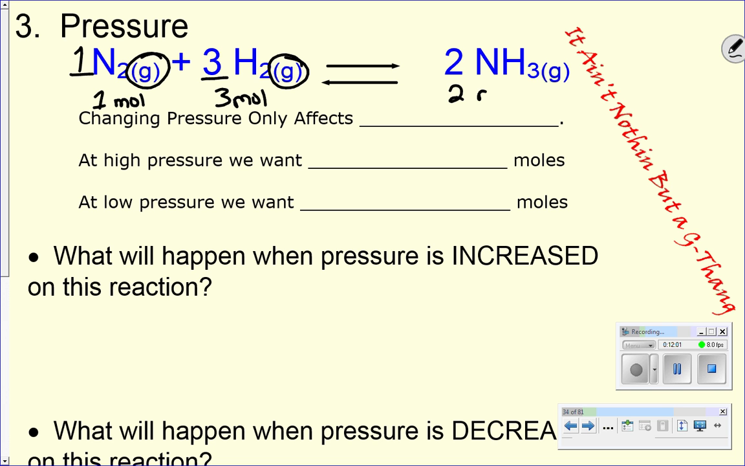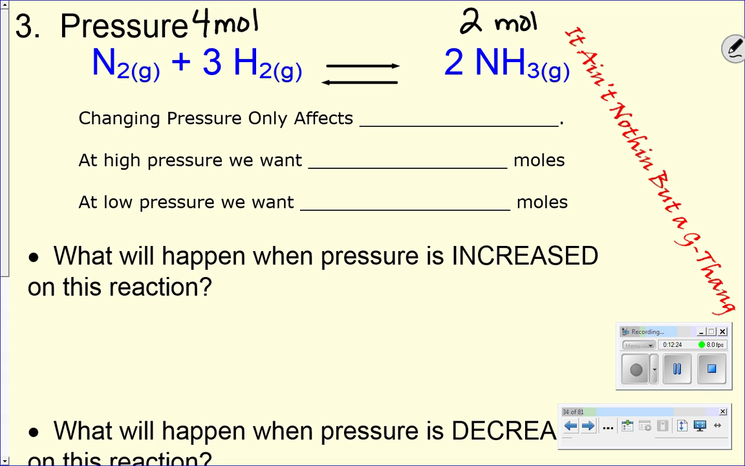And on this side, we have 2 moles of ammonia gas. So in this particular system, what I can see is on the left side I have 4 moles of gas, and on the right side I only have 2. I'm just going to get this out of here so it doesn't get too messy. But this side of the reaction has 4 moles of gas, including both of my reactants, and this side has 2 moles of gas. So changing pressure only affects gases. At high pressure, we want to shift the system to the side that is going to have fewer moles. At low pressure, we're okay to let things spread out and have more moles.